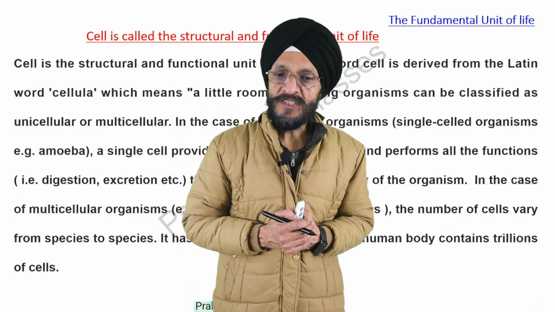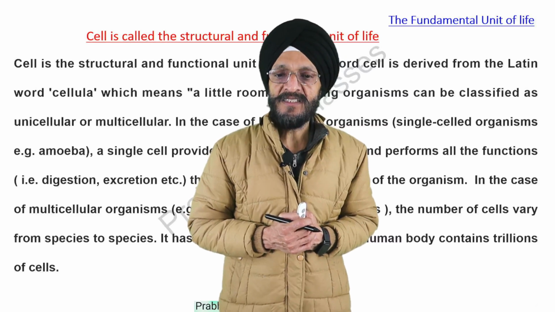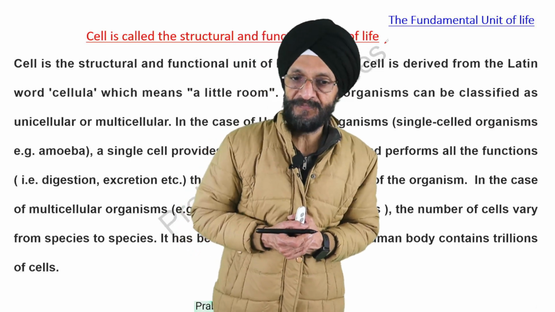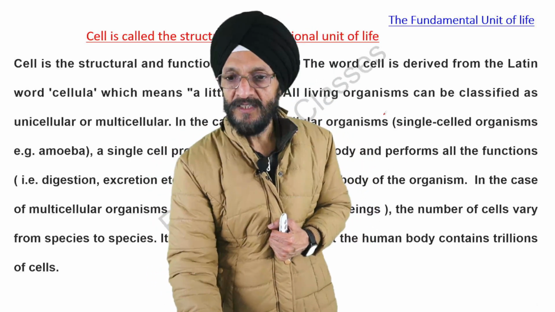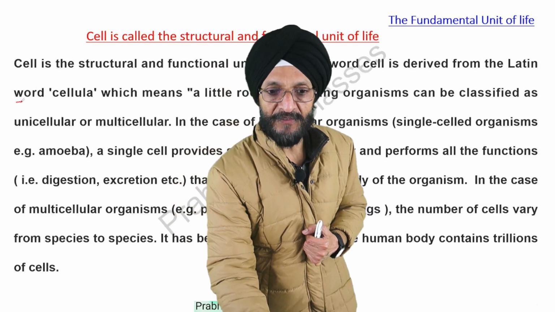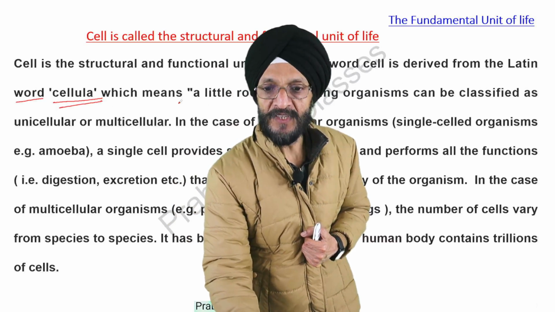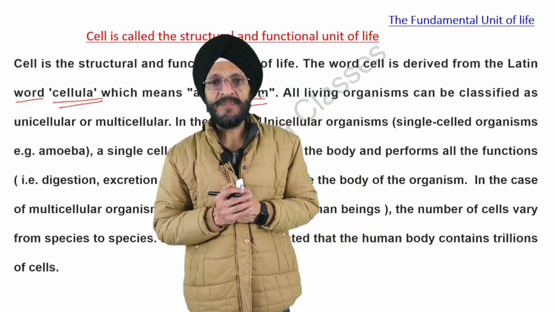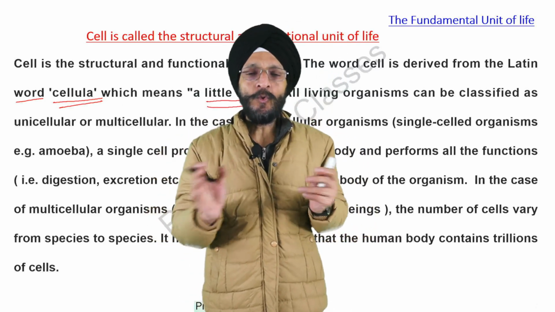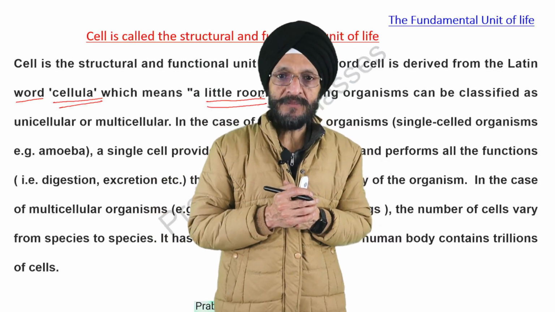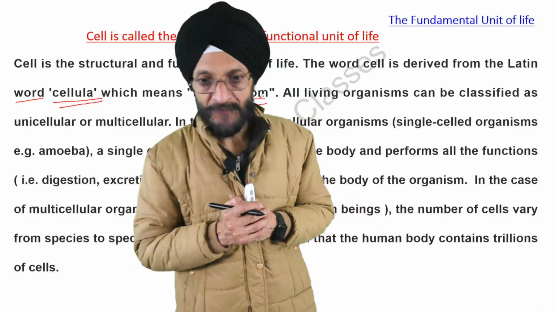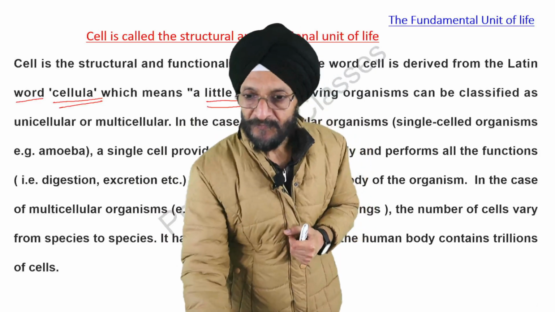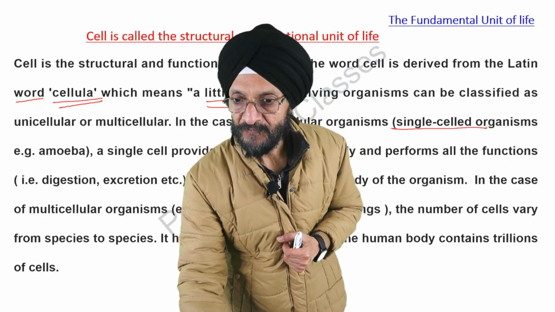Now, a question arises, why is the cell called the structural and functional unit of life? The word cell is derived from the Latin word cellula, which means a little room. All living organisms can be divided into two types, unicellular organisms and multicellular organisms. Unicellular organisms are also known as single-celled organisms.